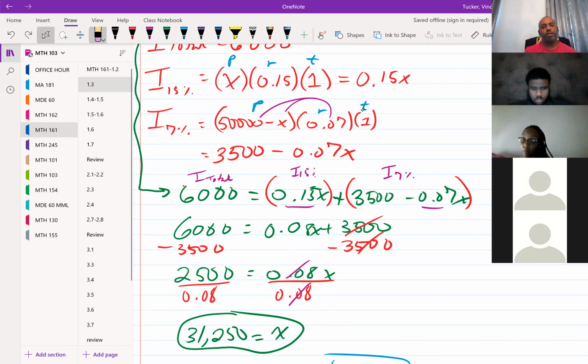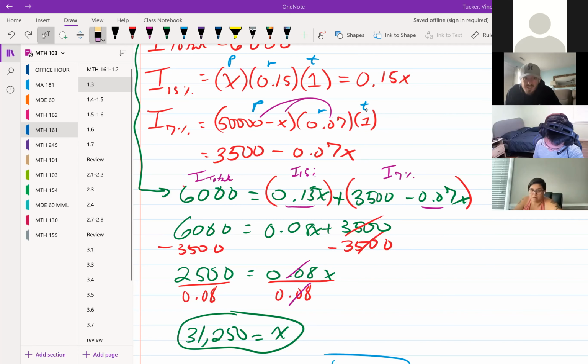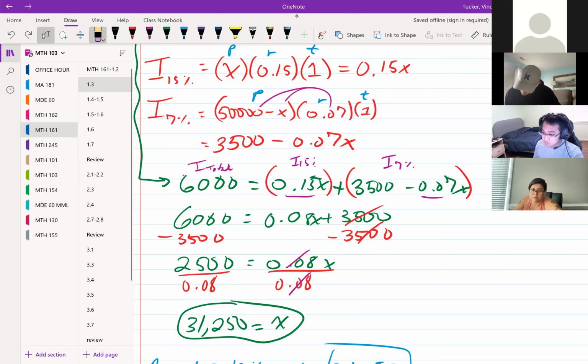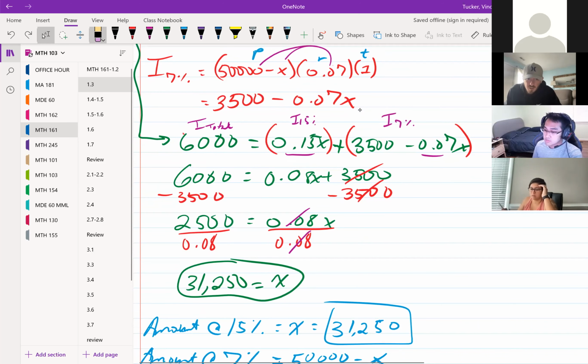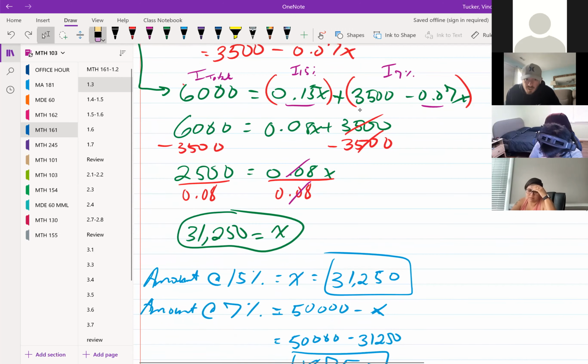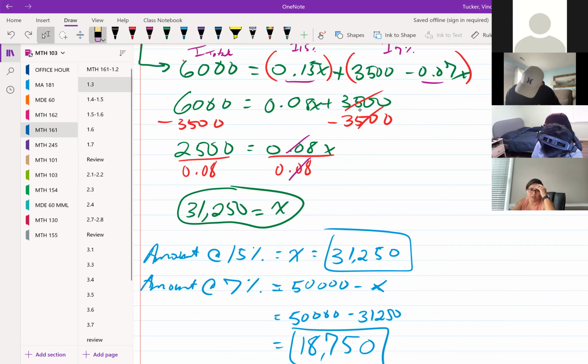All right, so before we finish off the problem, any questions up to this point? Make sure we're okay. That's still not our answer, though. We found X, but we didn't find the total for both investments, so we still have to subtract, right? You got it. Okay. Say that again. So it's 31,250 and 18,750. You got it. So there we go in the blue.